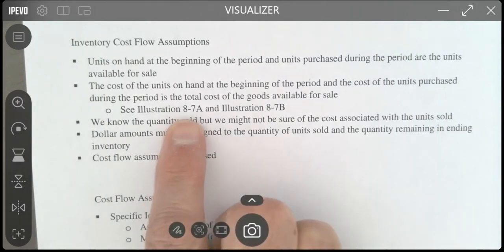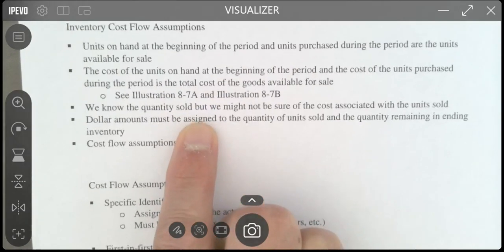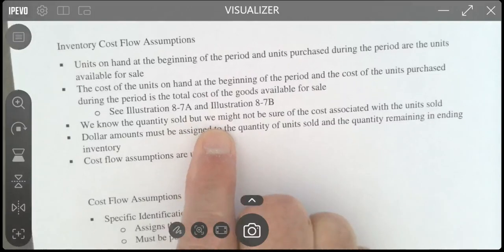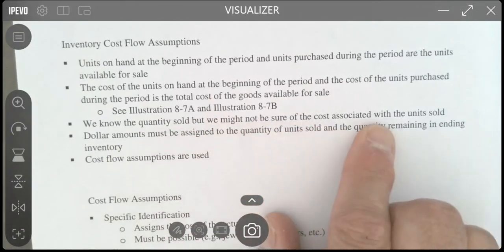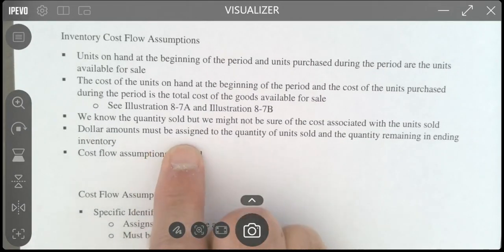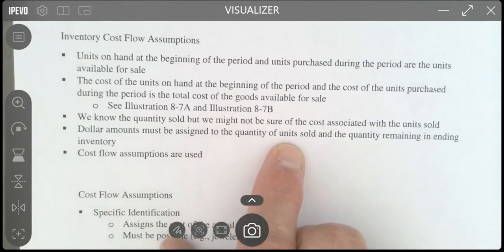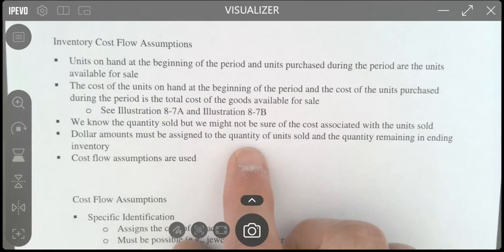So I pointed to two illustrations that are available to you, and they're also, remember the illustration we did earlier. We know the quantity sold, but we may not be sure of the costs associated with the particular units sold. In this instance, dollar amounts must be assigned to the quantity of units sold and the quantity of units remaining in ending inventory.